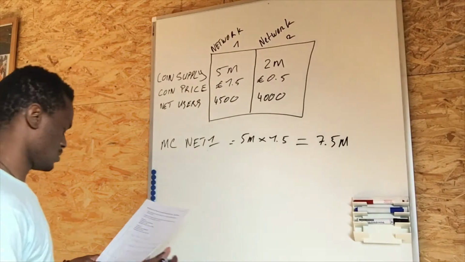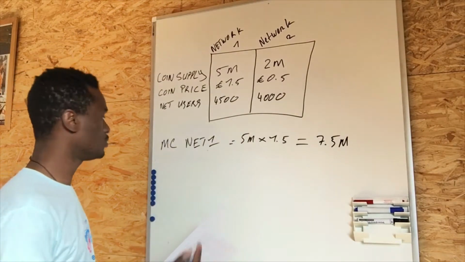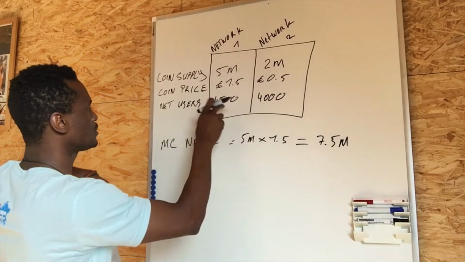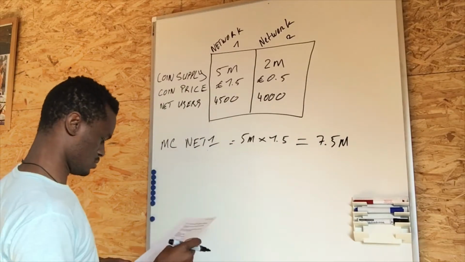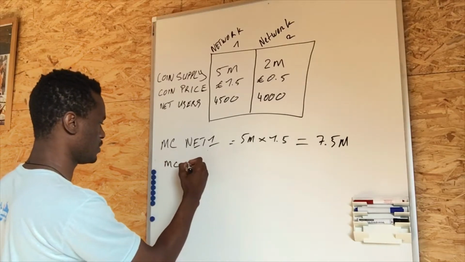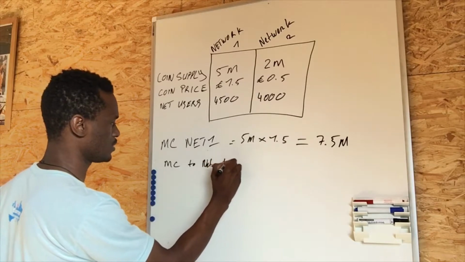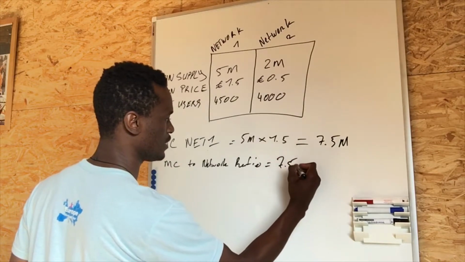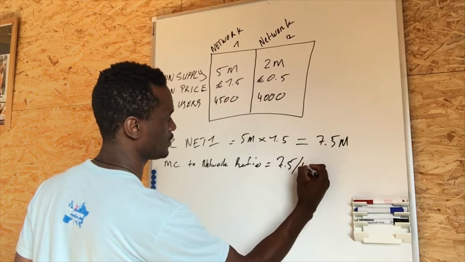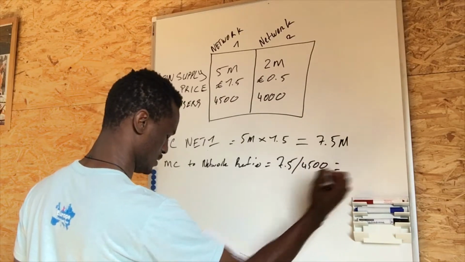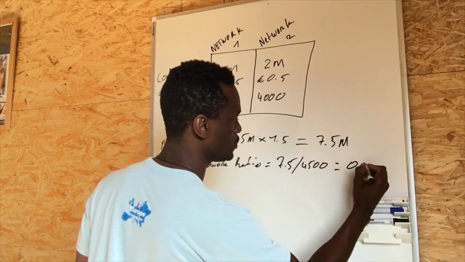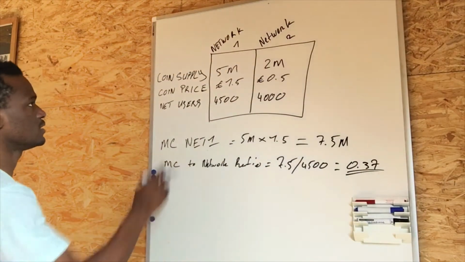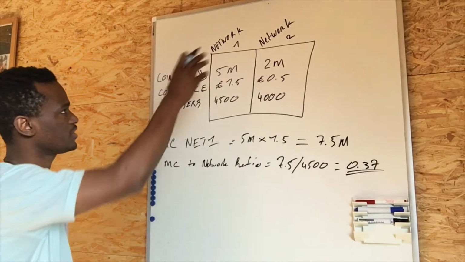Okay, so now the market cap to network ratio. What you're going to do is take the market cap and divide it by the network users. So the market cap to network ratio is equal to 7.5 million divided by 4,500. That is going to give you 0.37, right? Let's hold this.